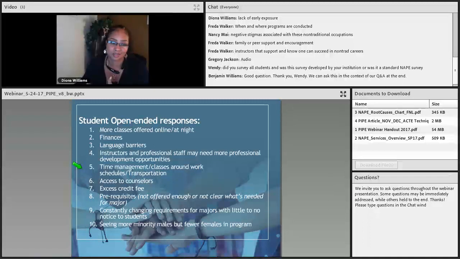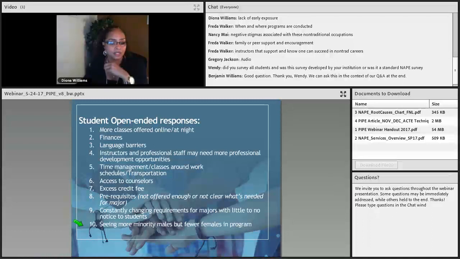Time management, to work around their classes. Transportation was an issue. Access to counselors. We have a high student-to-counselor ratio here. They wanted to be able to get in to talk to them more about some of their issues and some of their aspirations as far as internships. We have excess credit fee that was being definitely mentioned over and over again in some of our sessions. That was a financial barrier. Prerequisites not offered or made not clear to them. Some of the requirements are constantly changing in their mind, and they need to be notified of that. So we need to do a better job as an institution communicating those degree and requirement changes.